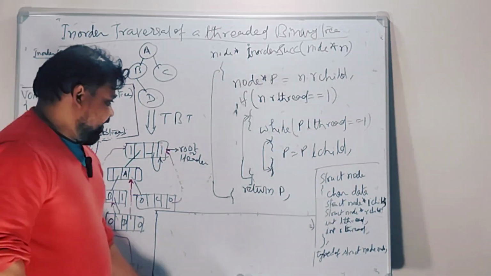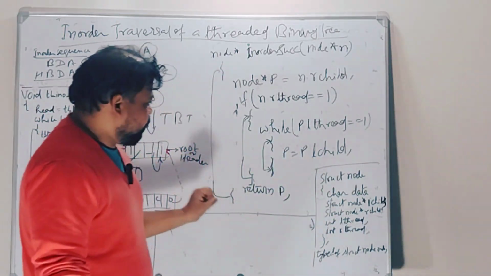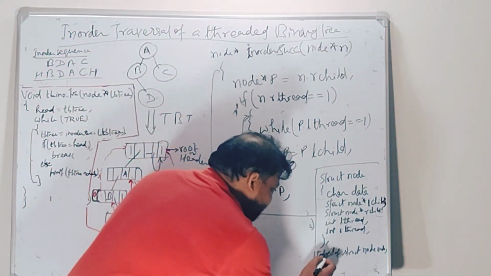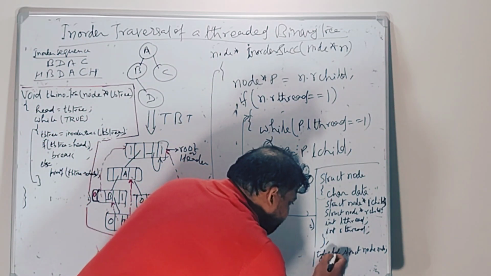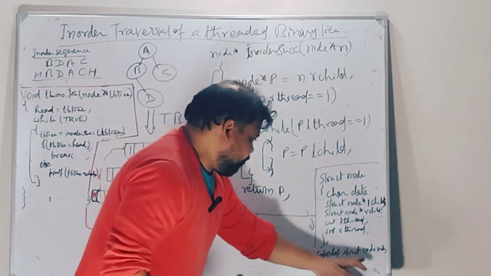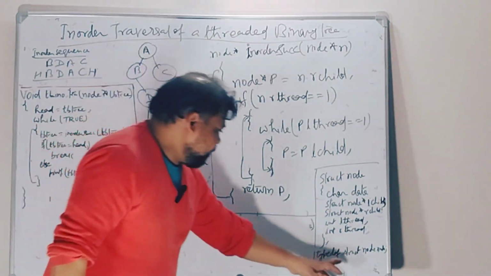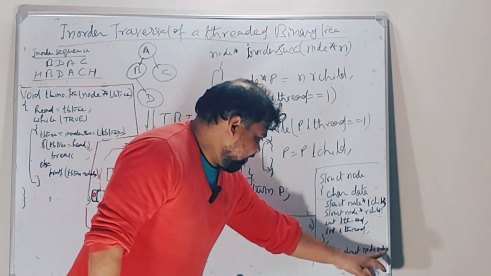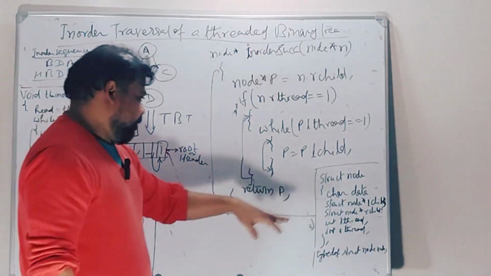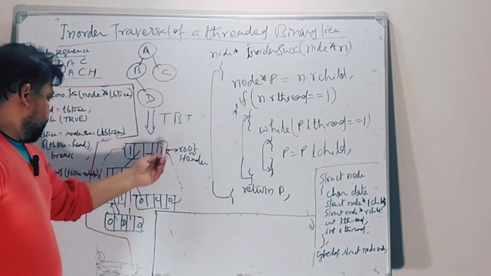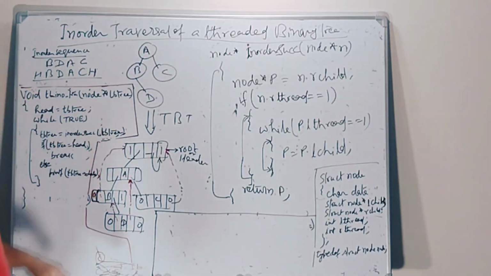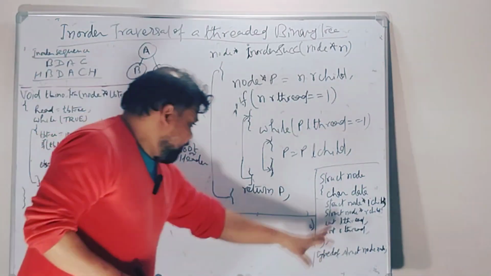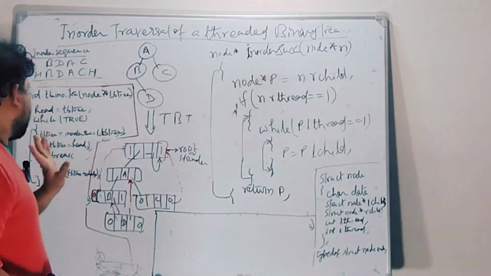Now one more thing: the data type is struct node, and I do not want to write struct node again and again. That's why I am writing typedef struct node. Now repeatedly there is no requirement to write struct node, only node, and that is sufficient to represent this specific node of a threaded binary tree. So a single node type is sufficient.